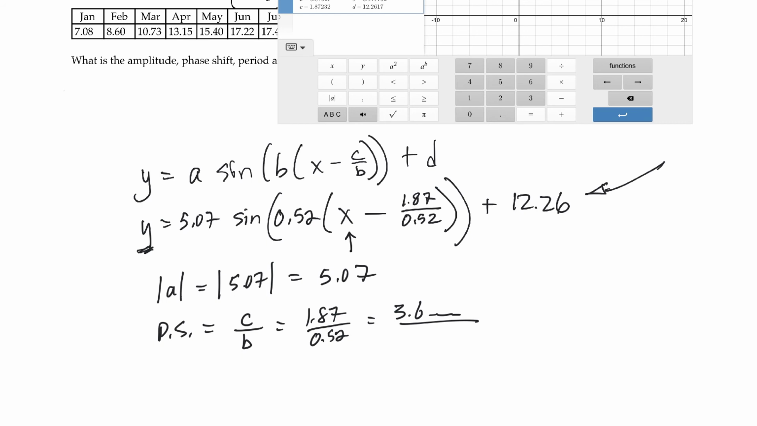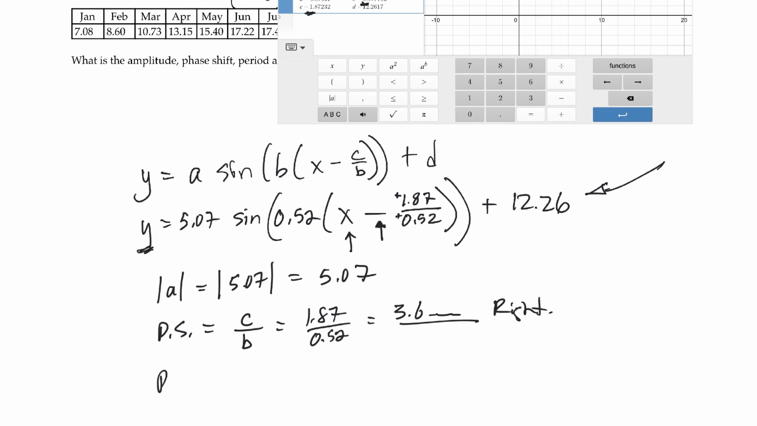The phase shift also has a direction, right? Our phase shift here had a positive B and a positive C, and in the function there's a minus there. Therefore, both of these are positive, so this function is going to be shifted to the right.